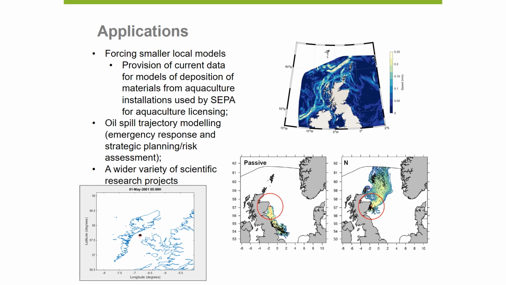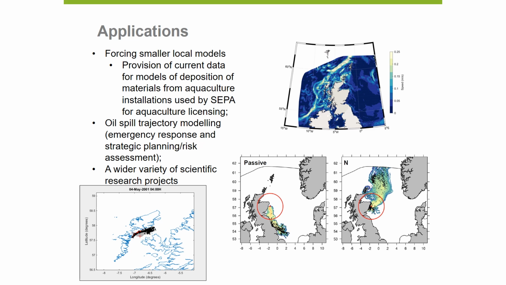You can also use the Scottish Shelf model to force smaller local models. We do this in-house to force our subdomains, and others do it to force their own smaller local models as well. The Scottish Environmental Protection Agency, SEPA, used the Scottish Shelf model to force their MIC models, which they then used to determine the suitability of an aquaculture proposal based on the resulting waste dispersion from multiple sources and the risk posed to sensitive features. So this is regularly done by SEPA when screening new aquaculture site applications.